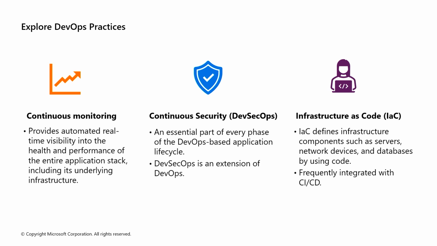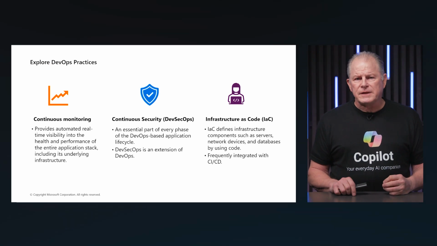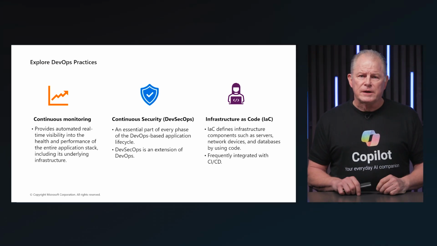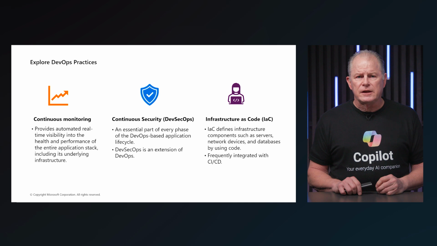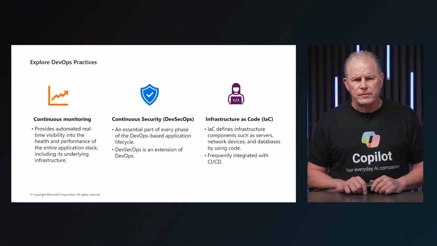Next is continuous security. Also known as DevSecOps, it integrates security practices into the DevOps workflow. It ensures that security is considered at the early stages of the development lifecycle, from code development to deployment and beyond. This approach helps identify and mitigate security risks early, reducing the likelihood of vulnerabilities in production.